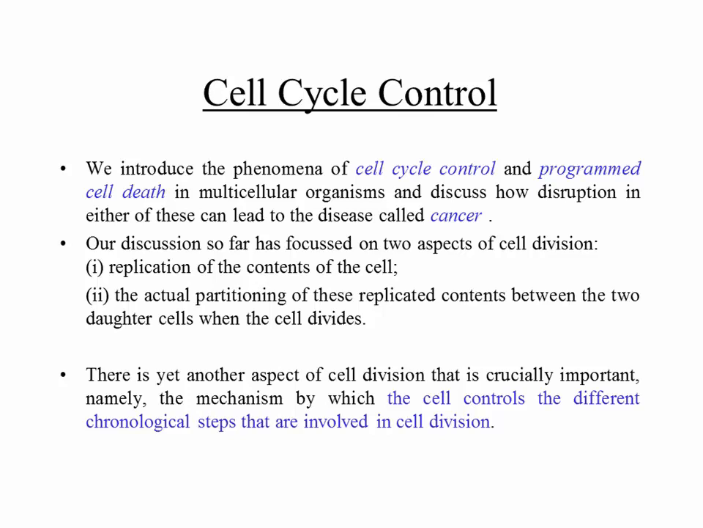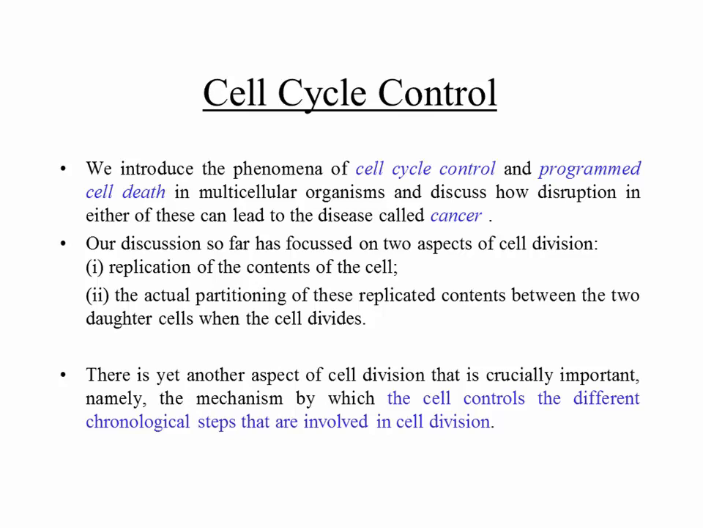So in this chapter we introduce the phenomena of cell cycle control and something called programmed cell death in multicellular organisms, and discuss how disruption in either of these can lead to the disease called cancer. Cell division is under very tight control. If cells become old, or in response to certain conditions, the cells will commit a kind of cell death mechanism, which is like suicide. They'll go and kill themselves for the benefit of the organism. That cell death is called apoptosis, which we will discuss in the next chapter. But here let's talk about the cell cycle control.